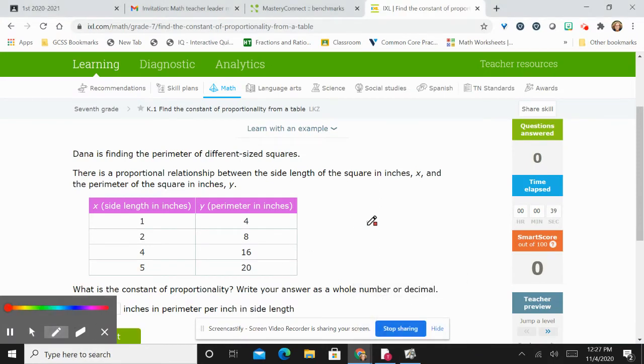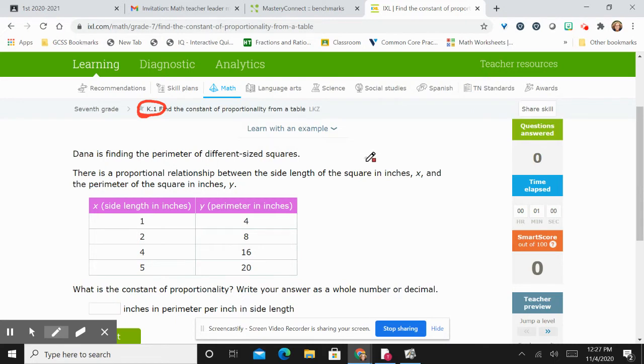We are looking at IXL K-1. IXL K-1 is find the constant of proportionality from a table.